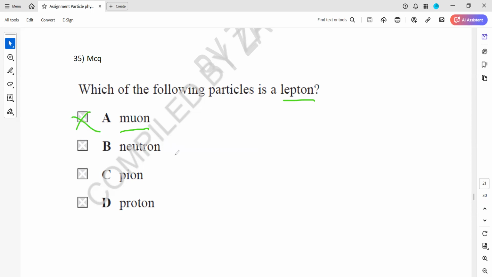What about neutron? Neutron is a baryon. Baryon means it's a combination of three quarks. When three quarks are together, we call that a baryon. What about pion? Pion is a meson. Meson means it's a combination of a quark and an antiquark, like a combination of two quarks in which one is a quark and another one is an antiquark. And what about the proton? Proton is also a baryon. So that's why A is the right answer for this.